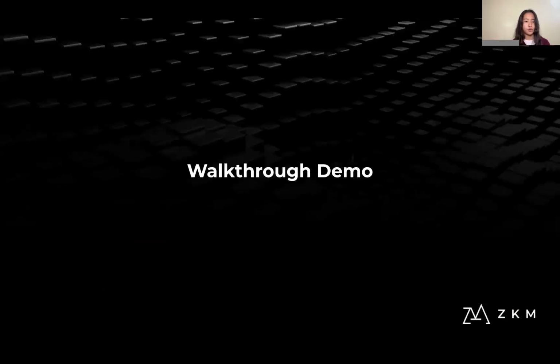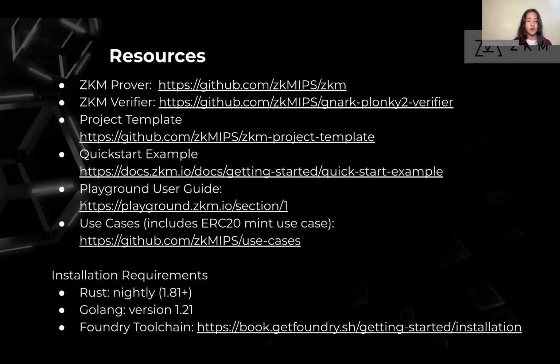Now, for the walkthrough demo portion, if you'd like to follow along with this demo, I linked some of the resources that we'll be using. So what you should do is clone the project template repository as well as the use cases repository. I also linked some other helpful resources over here, for example, the quick start example, and then any guides that you may need for the generation and verification aspects. And then also the ZKM team has a playground available so you can complete all of these steps of the proof generation and proof verification lifecycle without having to install or set up anything.